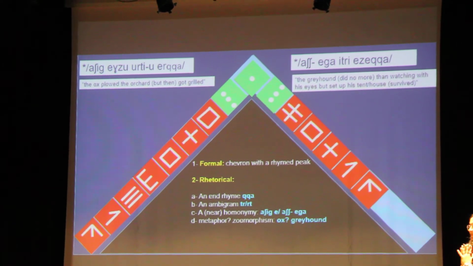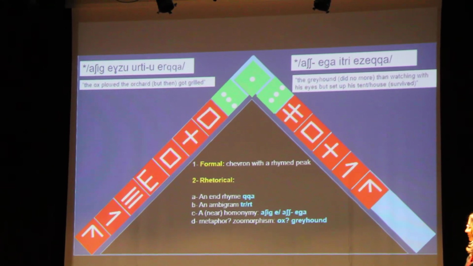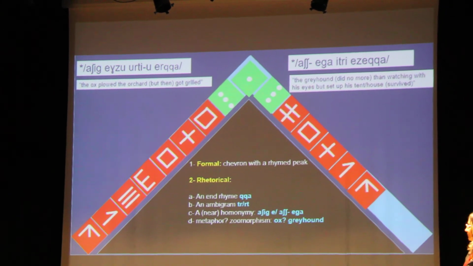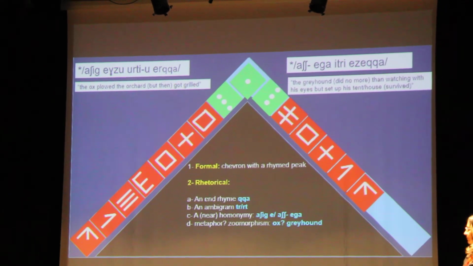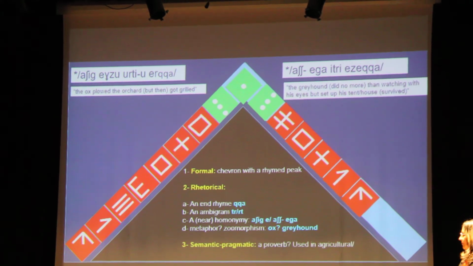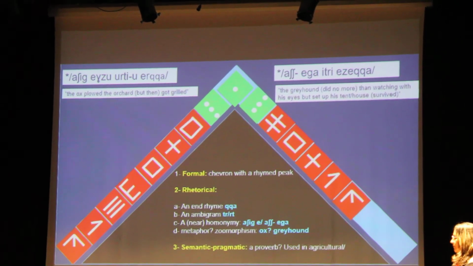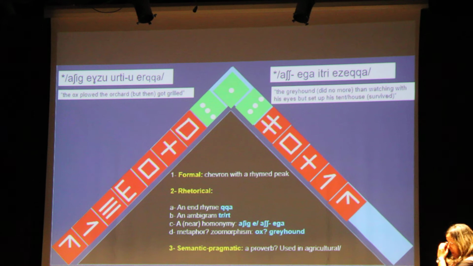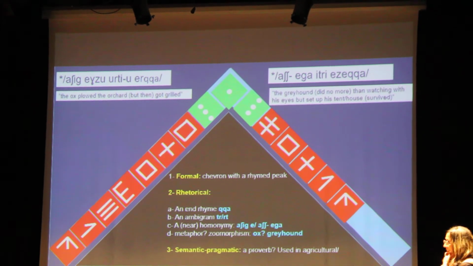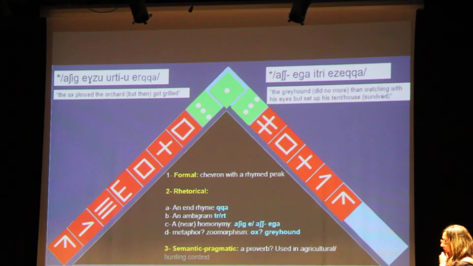It shows a metaphor or a zoomorphism. Persons are represented as an ox and then as a greyhound. And it has a semantic or pragmatic value as well. Probably this is a proverb which was used in an agricultural context.